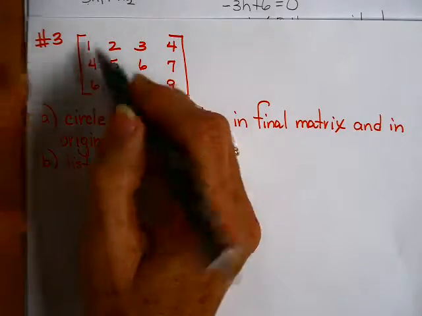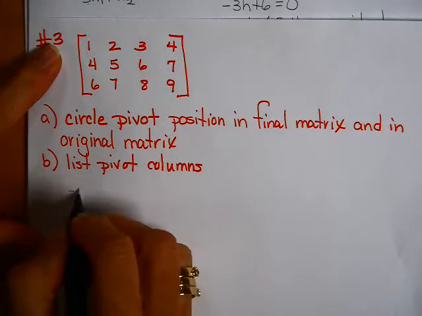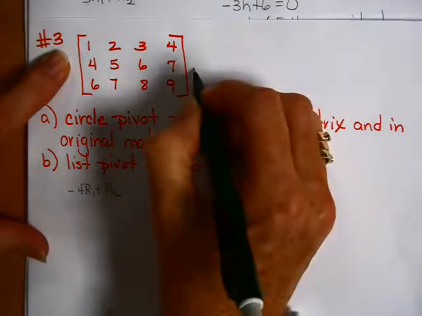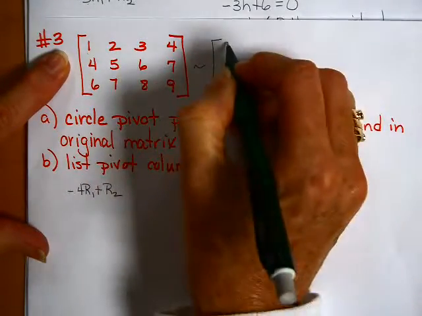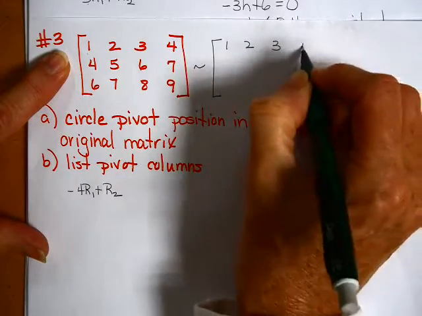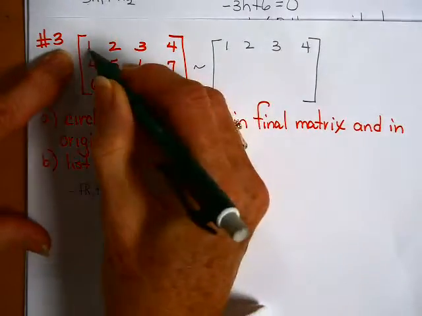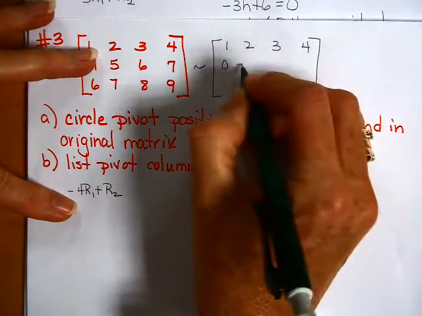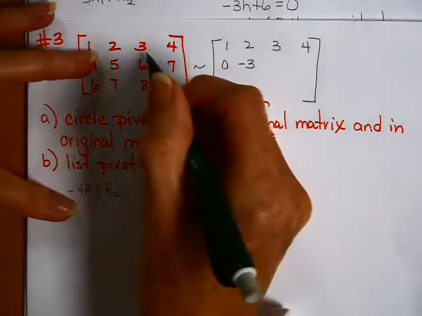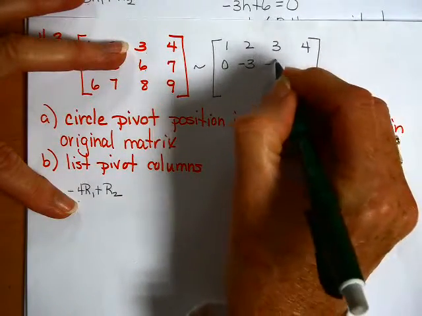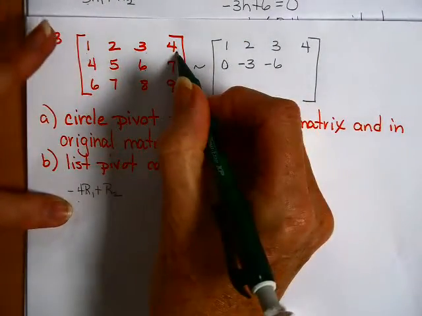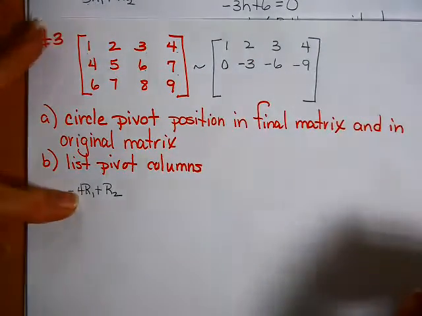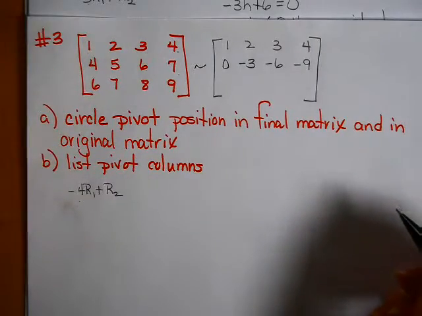Zeros underneath here. So I'm going to multiply -4 times row 1 and add it to row 2. 1, 2, 3, 4 does not change. -4 and 4 is 0. -8 and 5 is -3. -12 and 6. -16 and 7, I believe, is -9. Now please check my arithmetic, okay?